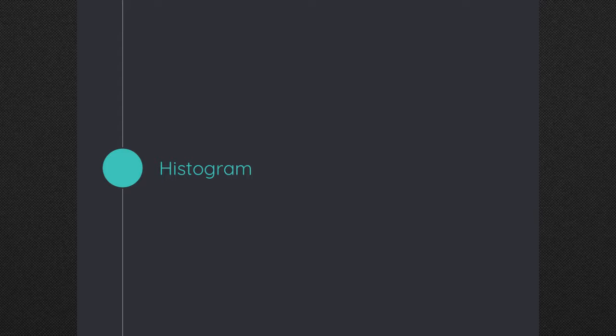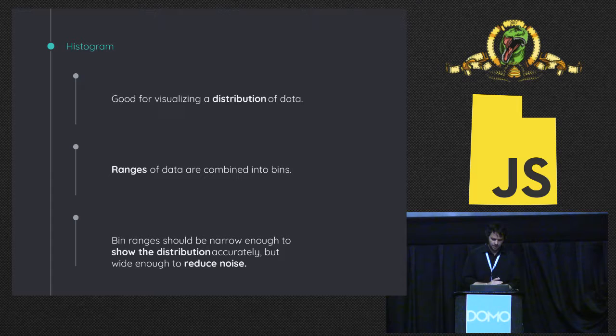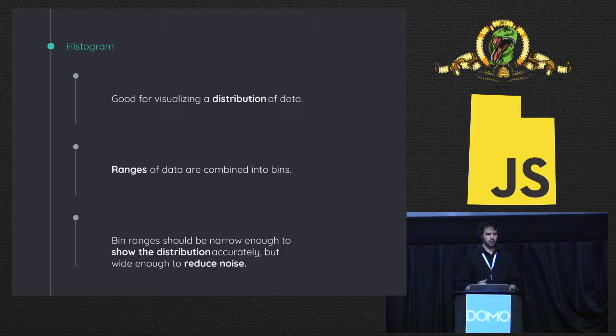Next is histograms. They're a specialized type of bar chart. They're good for visualizing a distribution of data. Ranges of the data are combined into bins, so each bar represents a range of data. And the bin ranges should be narrow enough to show the distribution correctly, but wide enough to reduce the noise and the error that comes from having data.